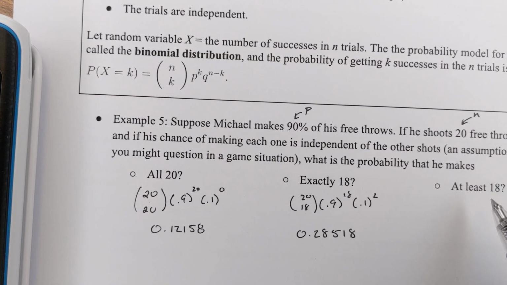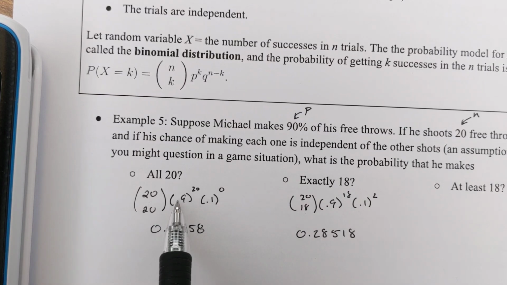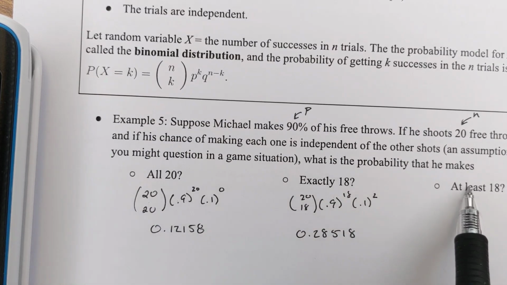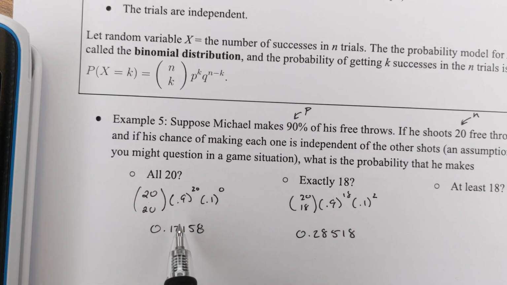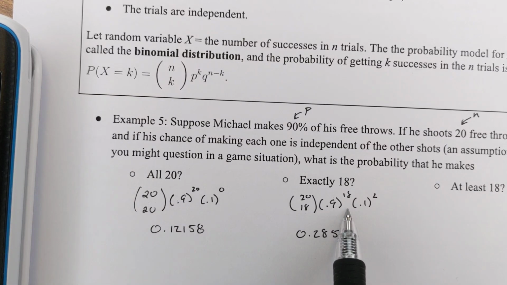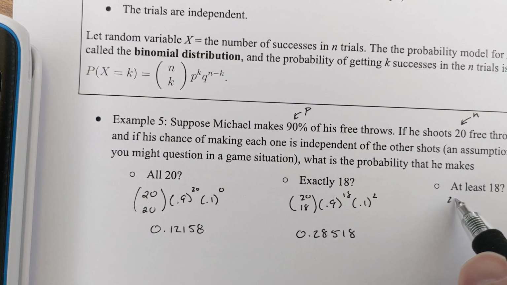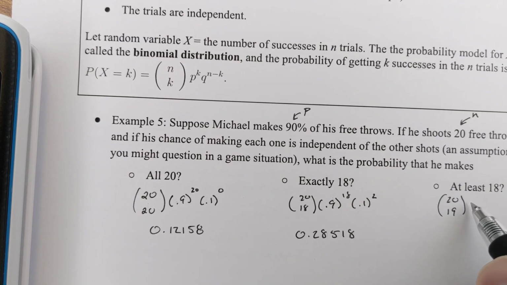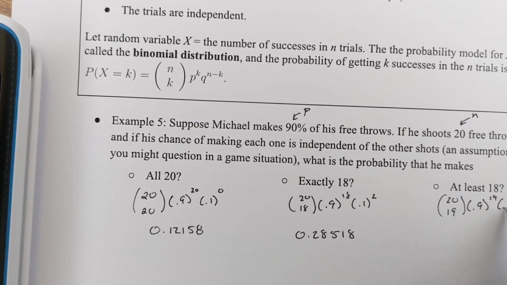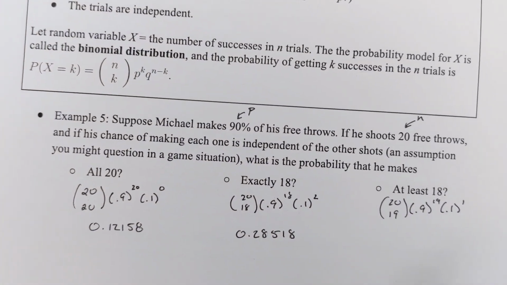At least 18 means he makes 18 or 19 or 20. Now, I've already got all 20. I've already got 18. So if you see an "at least" or an "at most," you have to work out individual probabilities and add them up. So I've already got 20 covered, I've got 18 covered. So at least 18 is 18 plus 19 plus 20. So I need 19s. So this is 0.9 to the 19th, 0.1 to the 1st. So this is what I'm missing.